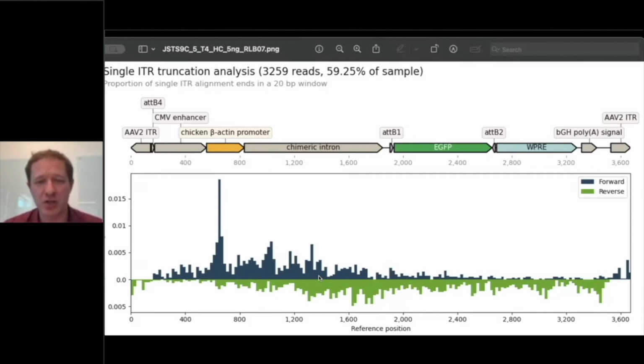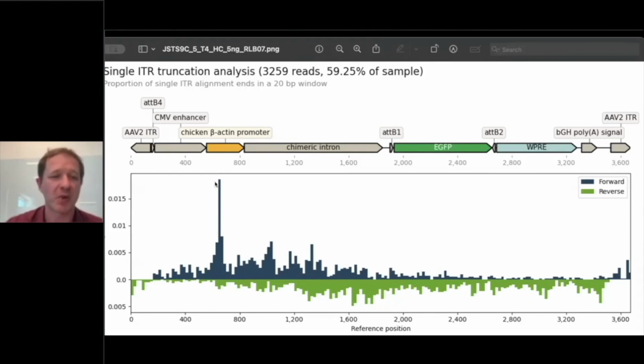And so one of the ways you can do that is to essentially take these reads that have only a single ITR, and then we'll align them to the genome that is most likely to be the primary genome or the intended payload. And then what you see here is the count of those end positions of each alignment plotted on the y-axis. And then we do that for the forward and the reverse strand. And so what that allows you to do is identify peaks where you have a lot of reads that are ending at that same location.